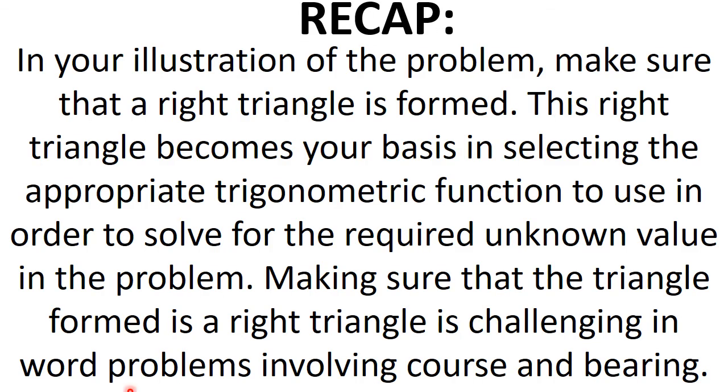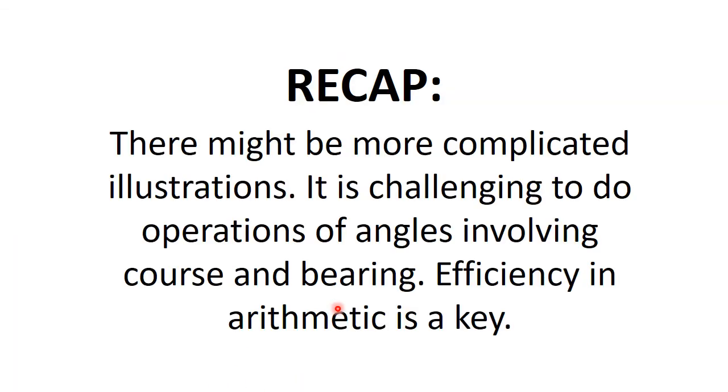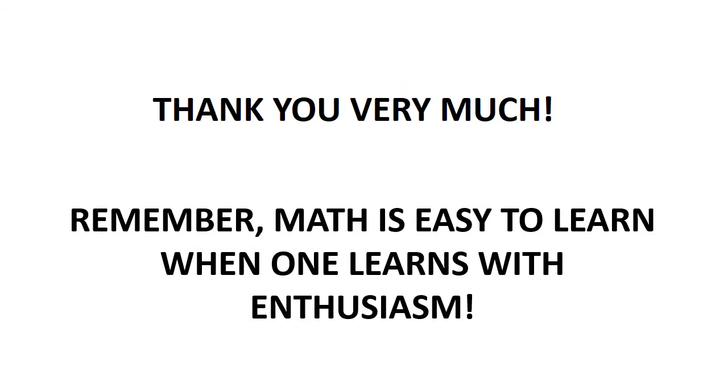As a recap, in your illustration of the problem, make sure that a right triangle is formed. This right triangle becomes your basis in selecting the appropriate trigonometric function to use in order to solve for the required unknown value in this problem. Making sure that the triangle formed is a right triangle is challenging in word problems involving course and bearing. There might be more complicated illustrations. It is challenging to do operations of angles involving course and bearing. Efficiency in arithmetic is a key.